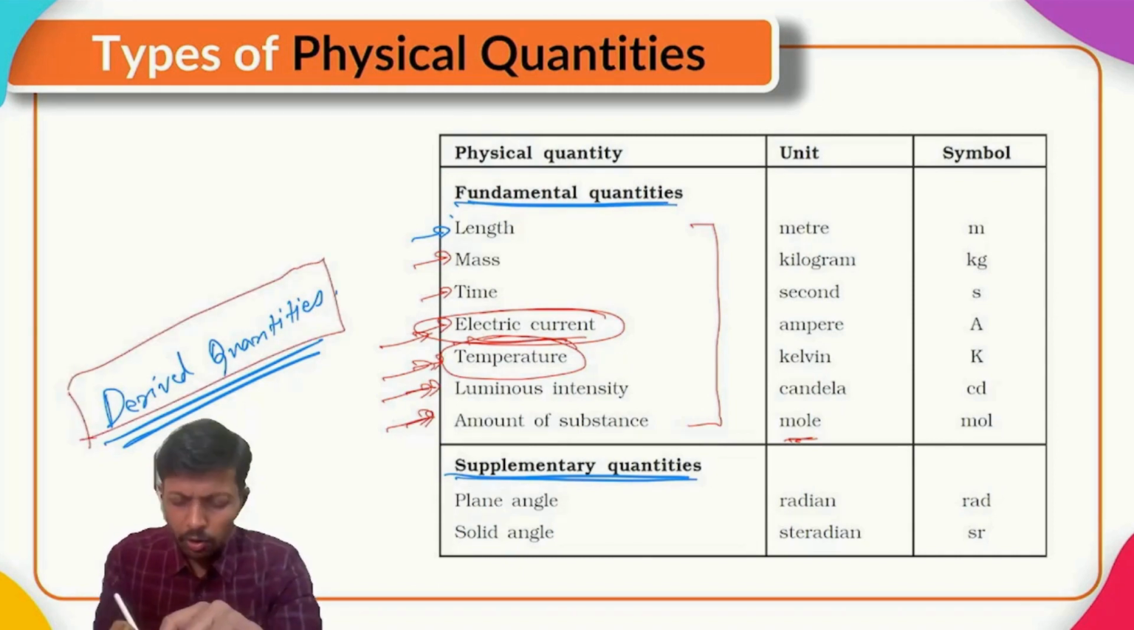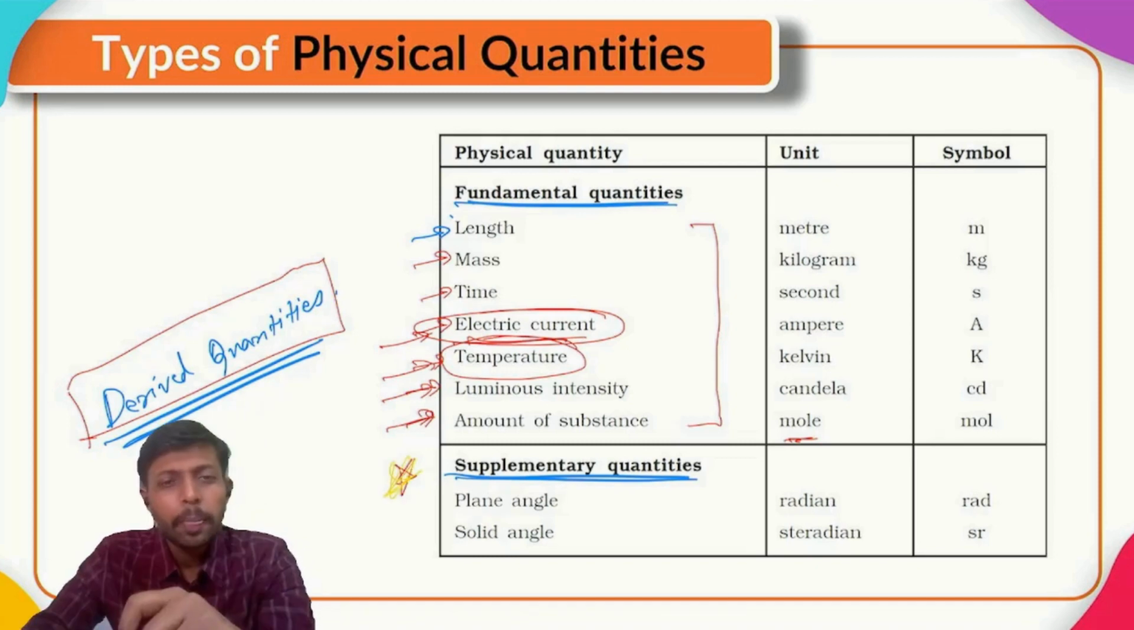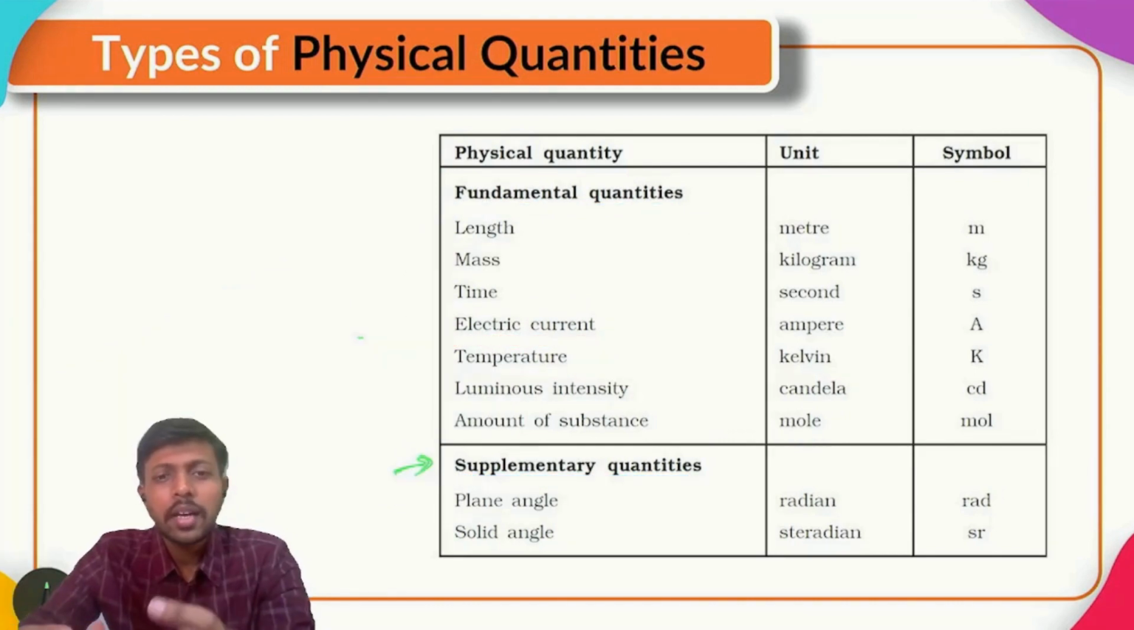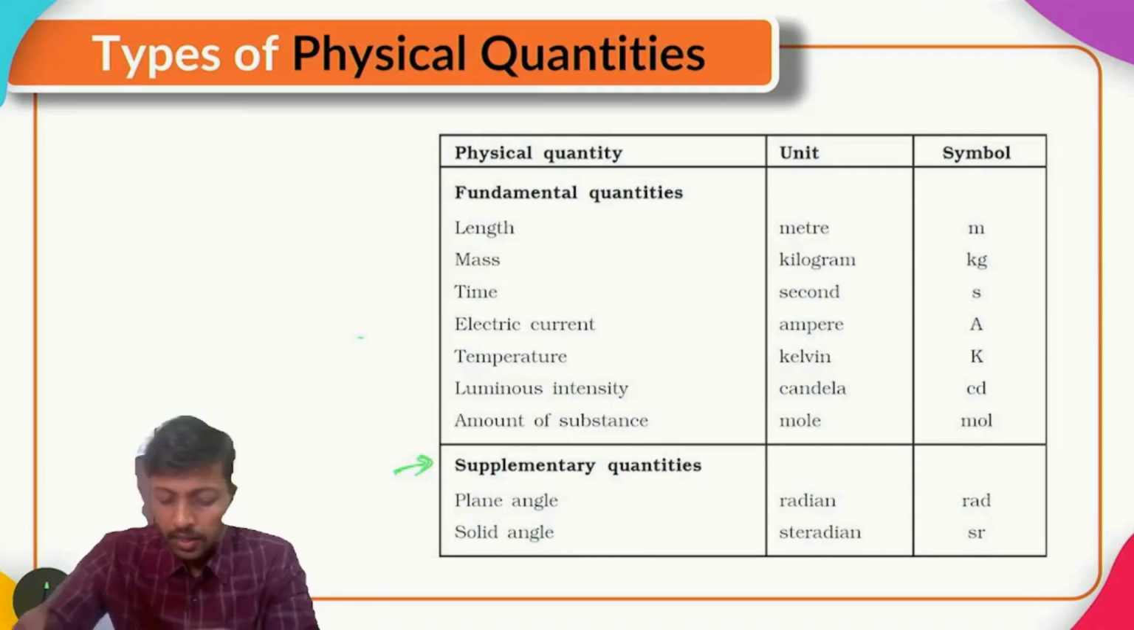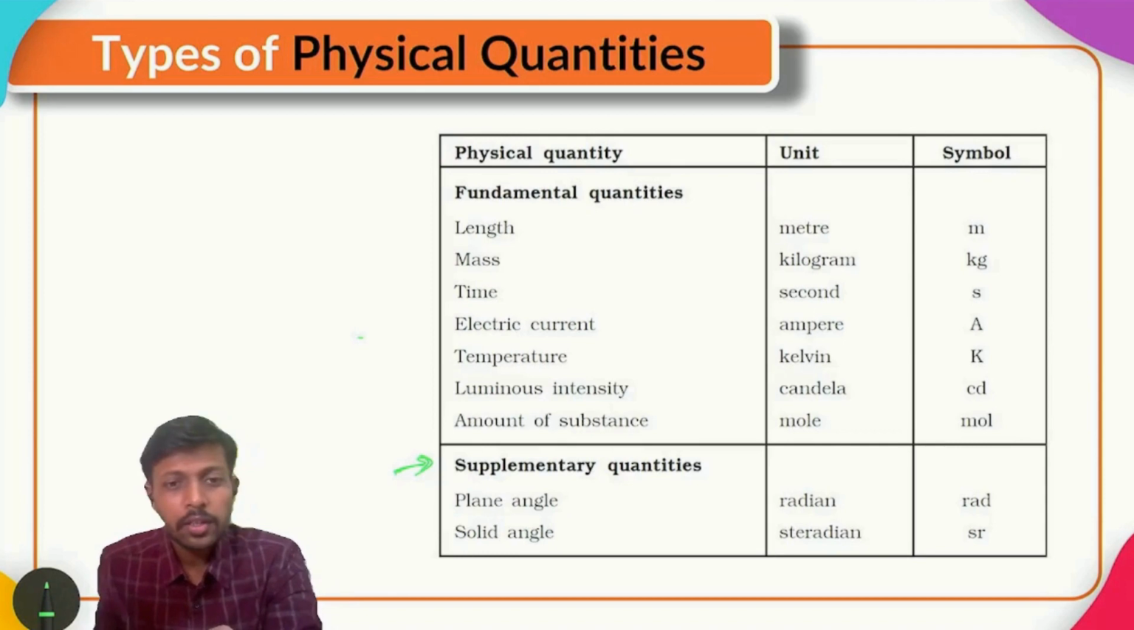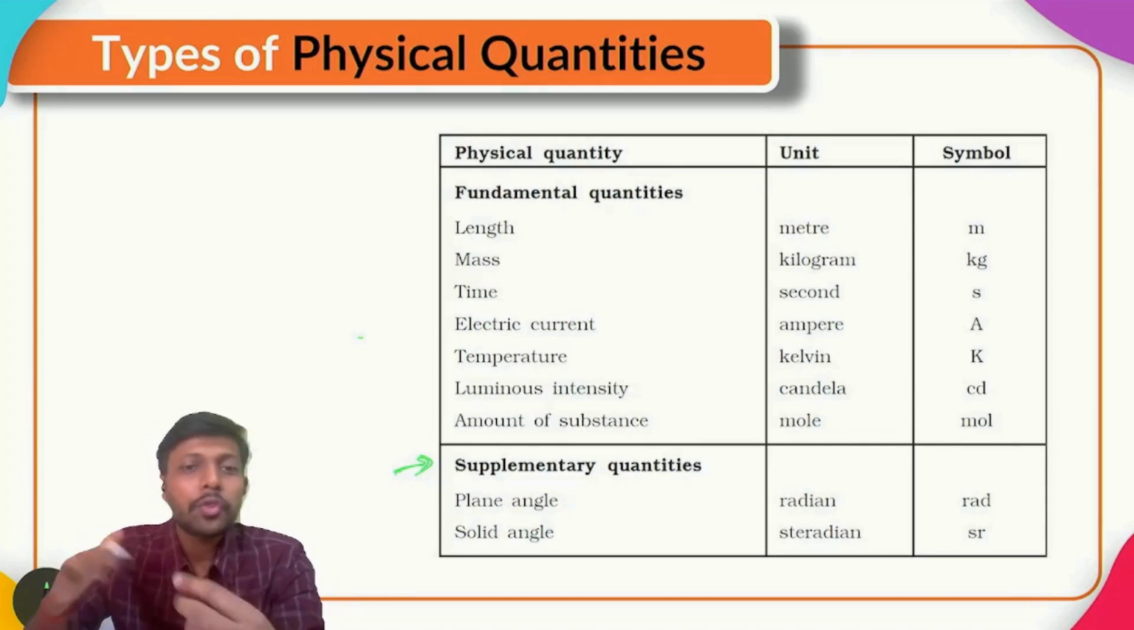There is something called the supplementary quantities. Supplementary quantities are those quantities which do not have any dimensions. Now, these are quantities that we couldn't put in the category of fundamental quantities, and we couldn't put them in the category of derived quantities also. The reason being, these are not fundamental quantities because they are derived from the fundamental quantities.